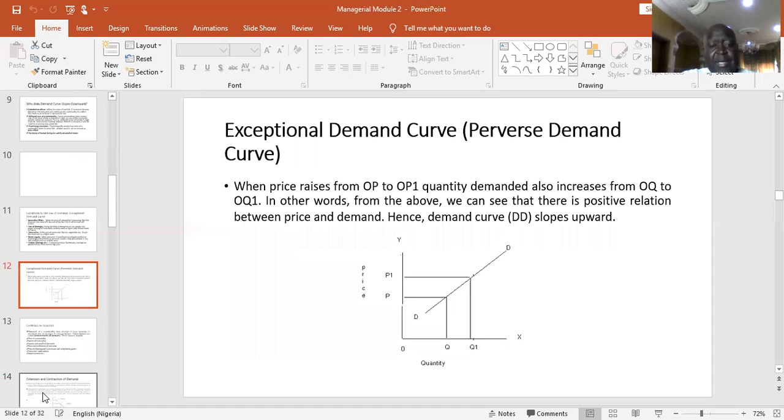So you can see the demand curve is sloping upward. That means the higher the price, the higher the quantity demanded. So this is an exception to the law of demand. The law of demand says the higher the price, the lower the quantity. But in exceptional cases, it's a reverse. It's a reverse demand curve. The higher the price, the higher the quantity demanded. They are moving in the same direction. Linear relationship, whereas in normal demand it is a negative relationship.